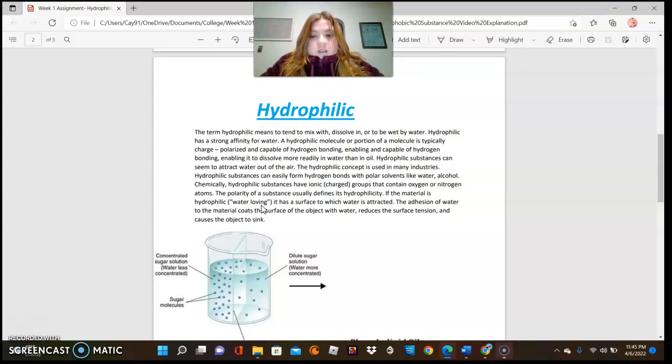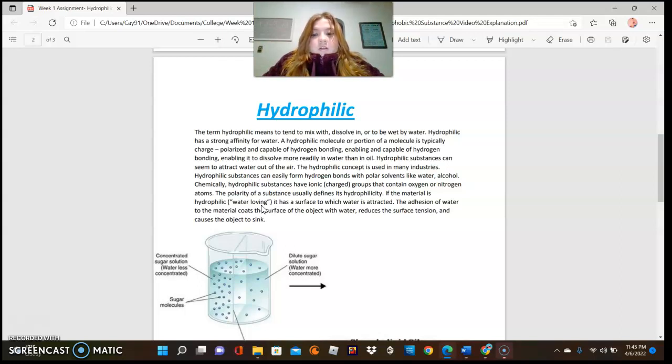Hydrophilic substance can seem to attract water out of the air. The hydrophilic concept is used in many industries. Hydrophilic substance can easily form hydrogen bonds with polar solvents like water and alcohol. Chemically, hydrophilic substances have ionic, which is charged, groups that contain oxygen or nitrogen atoms.